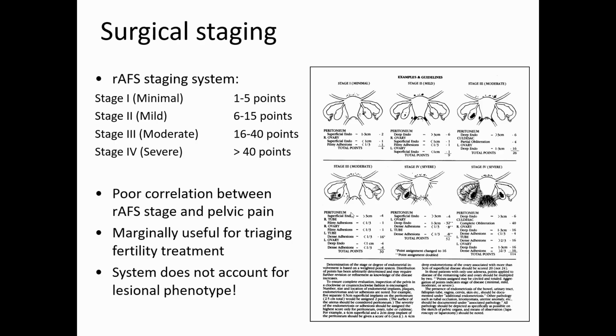Unfortunately, this system does not correlate well with pelvic pain. So the finding among many was that patients with advanced stage disease may have minimal pain and vice versa. So it does show a little bit more value with regards to categorizing the burden of disease as it relates to the selection of fertility treatment. But for pain, it hasn't been particularly useful. One of the reasons for this may be because the system doesn't account for the different phenotypes that I mentioned earlier and the different types of pain that's associated with that.